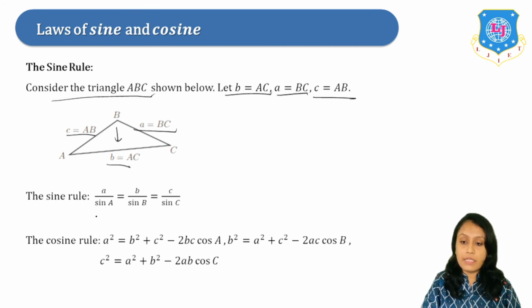So the sine rule is a upon sine A is equal to b upon sine B is equal to c upon sine C. And the cosine rule is a square is equal to b square plus c square minus 2bc cos A, b square is a square plus c square minus 2ac cos B, and c square is a square plus b square minus 2ab cos C. So you have to remember the sine and cosine rule in order to solve examples.